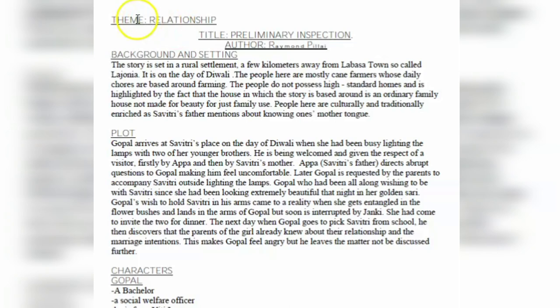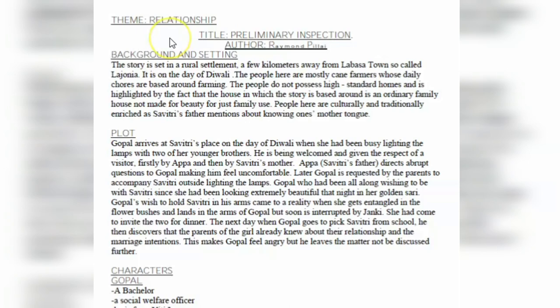They have a common theme, which is relationship. Remember, when you are answering questions in the exam under the theme relationship, you are only allowed to choose Preliminary Inspection and Kabuliwala. So please take note, you cannot use the other two, The Gift of the Magi and A Day in the Country. That comes under values. For relationship, it is Preliminary Inspection and Kabuliwala.